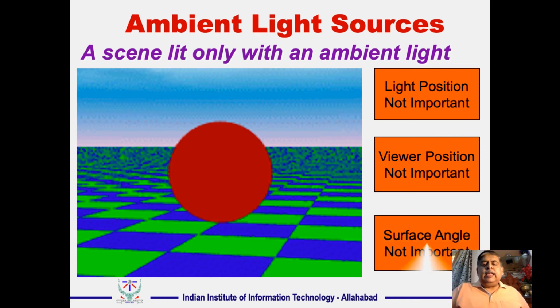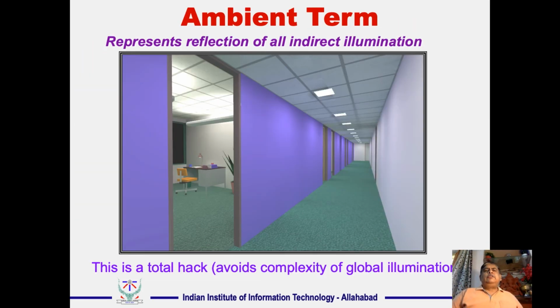And thirdly, the surface angle not important because we don't know from which direction it is illuminating. But nevertheless it's illuminating, so we will attribute this as surface angle not important. Now, these are the basic three properties of ambient illumination. So, the ambient term represents the reflection of all indirect illumination. This is a total hack.